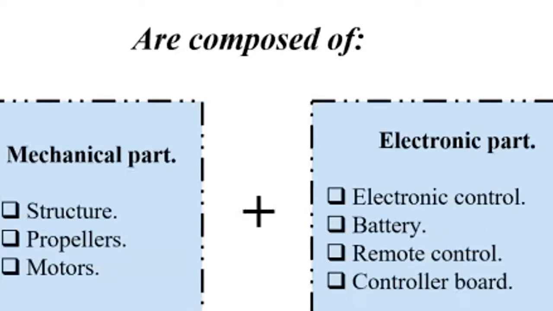Additionally, these aircraft are composed of mechanical components, which are the structure, the part where the rest of the components are mounted, propellers, motors, and of electrical components such as the electronic control that is responsible for controlling the speed and direction of the drone, battery, remote control, and a controller board whose function is to achieve stable flight by transferring information to the electronic control.